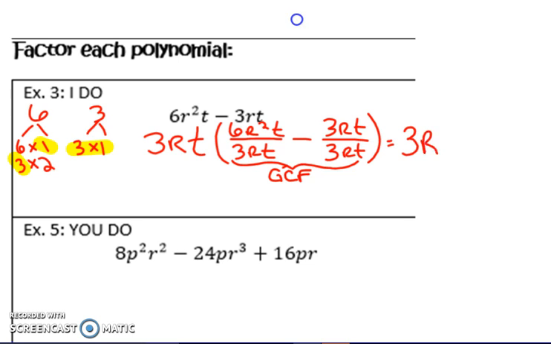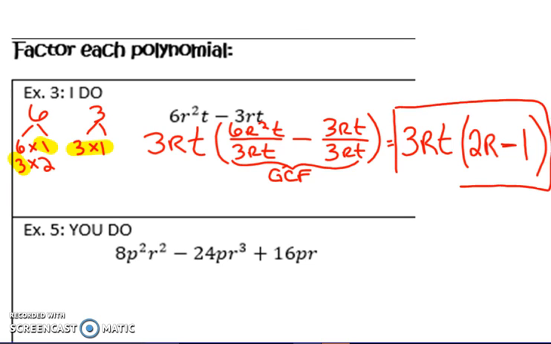So 3RT stays on the outside, and on my inside, I'm going to divide my coefficients. Well, 6 divided by 3 is 2. R squared divided by R is 2 minus 1, which gives me R. T to the first divided by T to the first, well, 1 minus 1 is 0. Minus 3 divided by 3 is 1. R over R cancels, and T over T cancels. So my final answer is 3RT times, in parentheses, 2R minus 1.